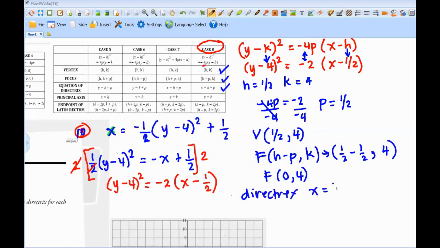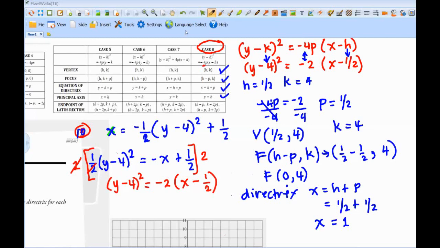X is equal to h plus p. The h is given, which is half. The p is also given, which is half. So half plus half is 1. So the directrix is at 1. Now we have the principal axis, which is the k. So k is equal to 4.